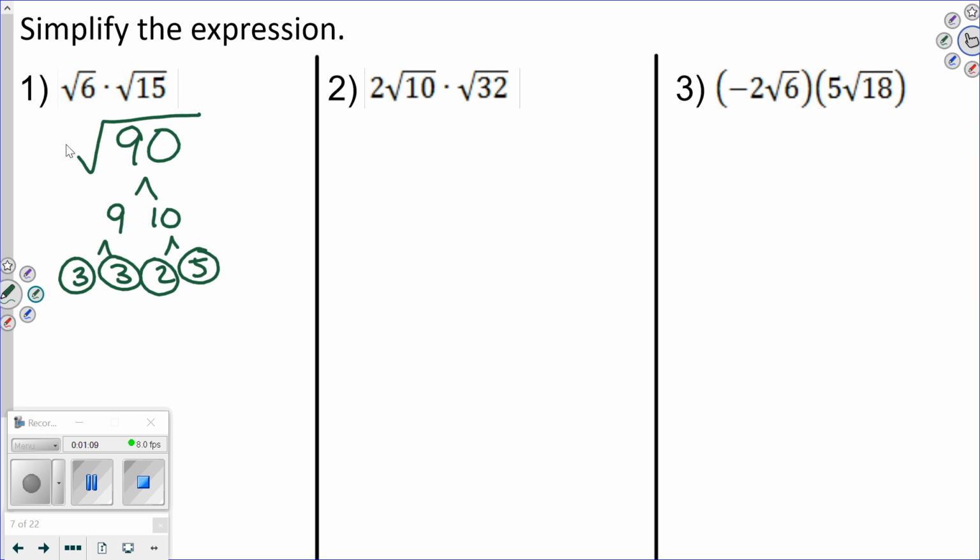All right, so we went ahead and did our factor tree, and then we're looking for what? Pairs. So I have a pair of 3s, so they come out as 3. Then what do I do with leftovers? Multiply them, and they go in the fridge, right? 2 times 5 is 10. So we get 3 radical 10.